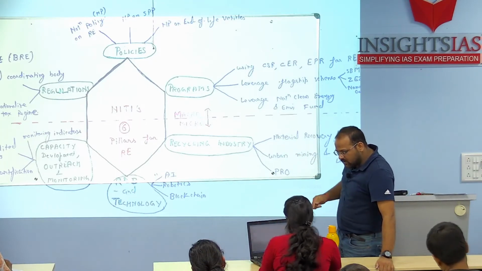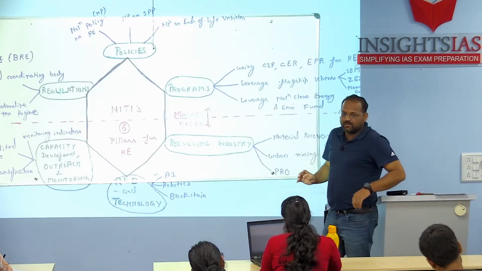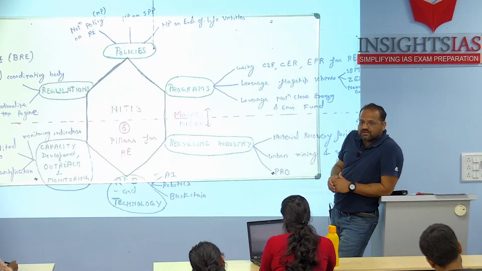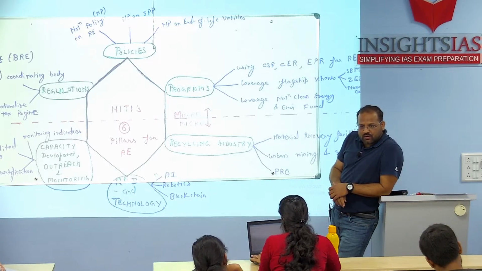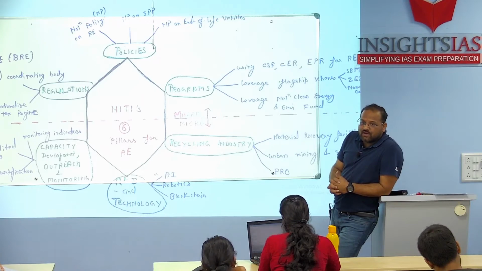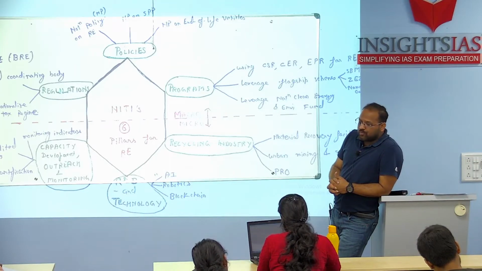Headings you note. Okay, under policies you note. National policy on resource efficiency. Under policy, everybody note down: national policy on resource efficiency. Second policy should be national policy on sustainable public procurement. Third policy should be national policy on end of life vehicles. Coming to programs.